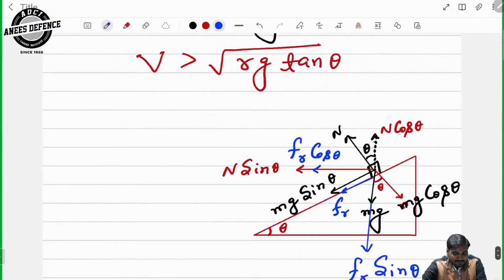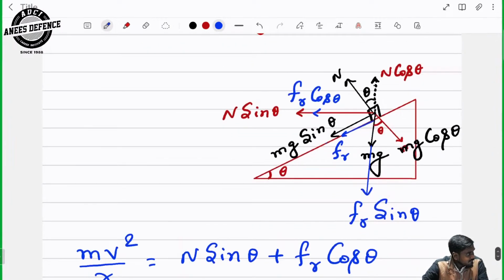Second trick, we have to balance the vertical force. So N cos theta is equal to what? mg plus Fr sin theta. Yes, right? Two forces are acting in the downward direction in case of maximum speed limit. So mg and Fr sin theta.